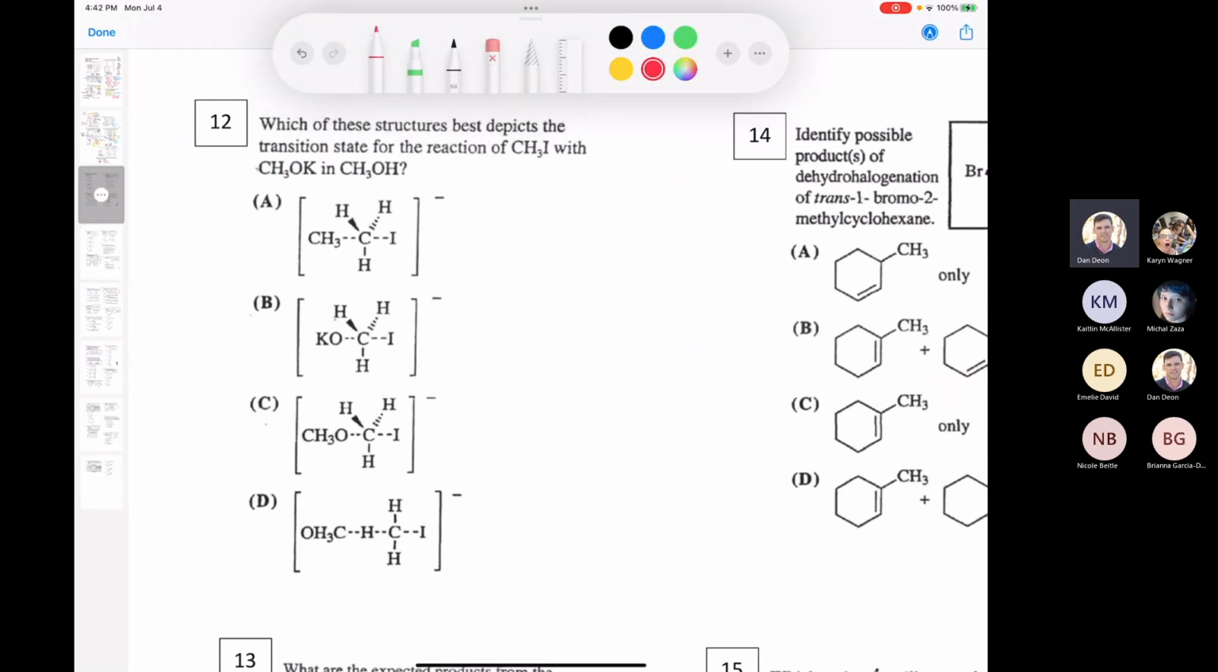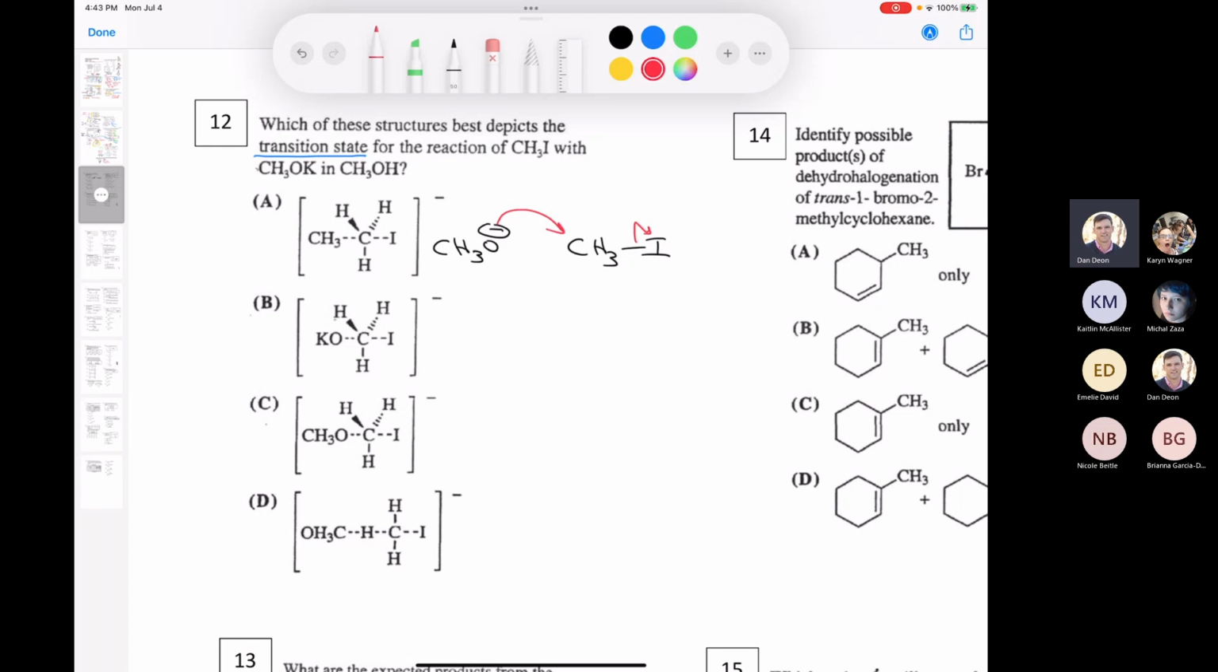This is nothing more than looking at transition states. This goes all the way back to the kinetics chapter of General Chemistry 2, and then chapter 6 in Organic Chemistry 1, and all the transition states we looked at after that. Which of these best depicts the transition state for the reaction with potassium methoxide and iodomethane? That's the most basic SN2 reaction you could possibly have. You have your alkoxide, it does a nucleophilic attack, loss of leaving group, and you're done.